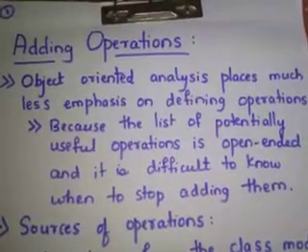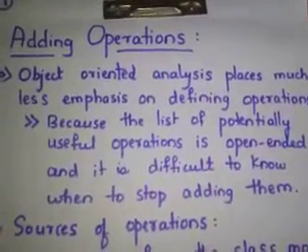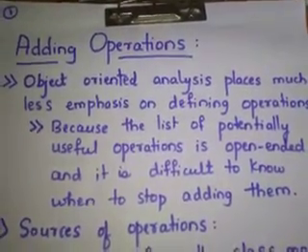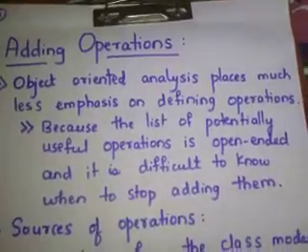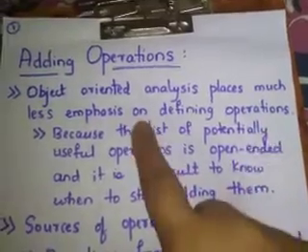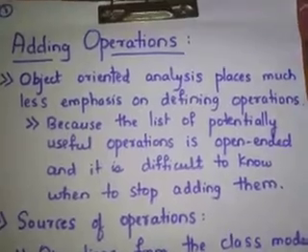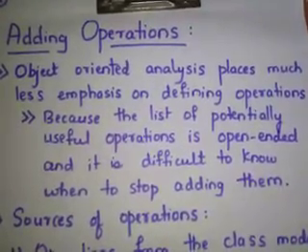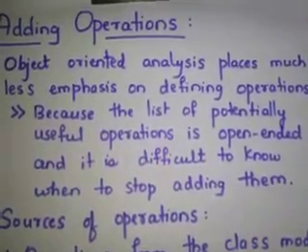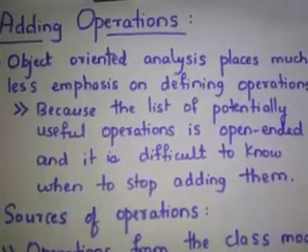We know object orientation gives more importance to the data than the operations, which we have learnt in the first class when we were comparing object-oriented programming with procedure-oriented programming. So object-oriented analysis places less emphasis on defining the operations, because the list of potentially useful operations is open-ended, meaning it is difficult to know when we'll stop adding new operations to the application. That's why more emphasis in object orientation is given to the data rather than defining the operations.